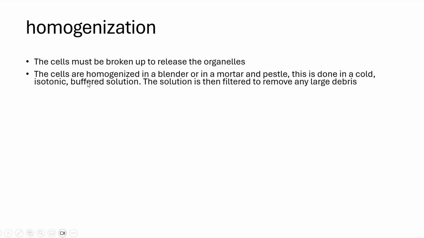So I'm going to talk about homogenization first. Homogenization just means breaking things up. The cells have to be broken up, obviously, to release the nucleus and the organelles that are inside of it, yeah? To do that, you just basically put it in a blender. So the cells are homogenized in a blender or in a mortar and pestle, yeah? That's what your mum cooks with, yeah?